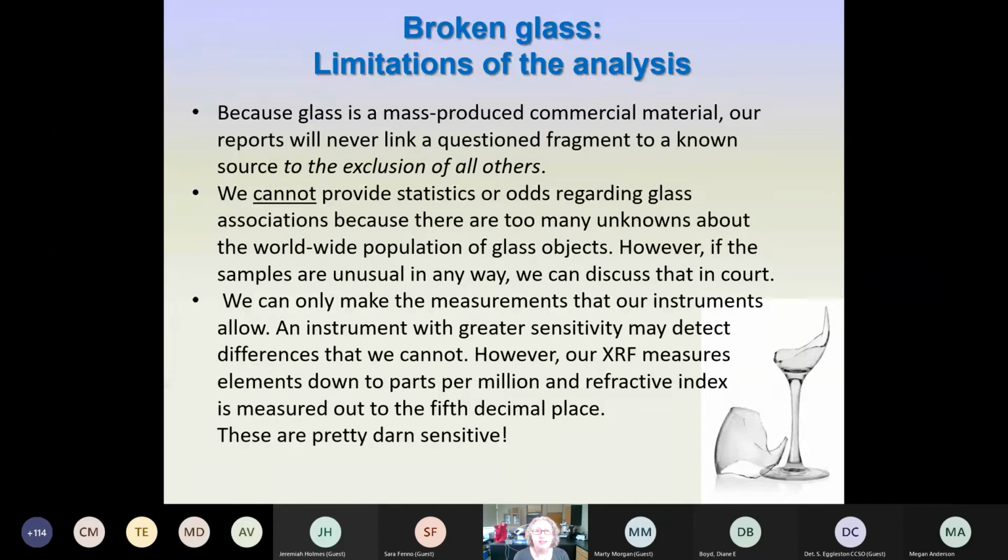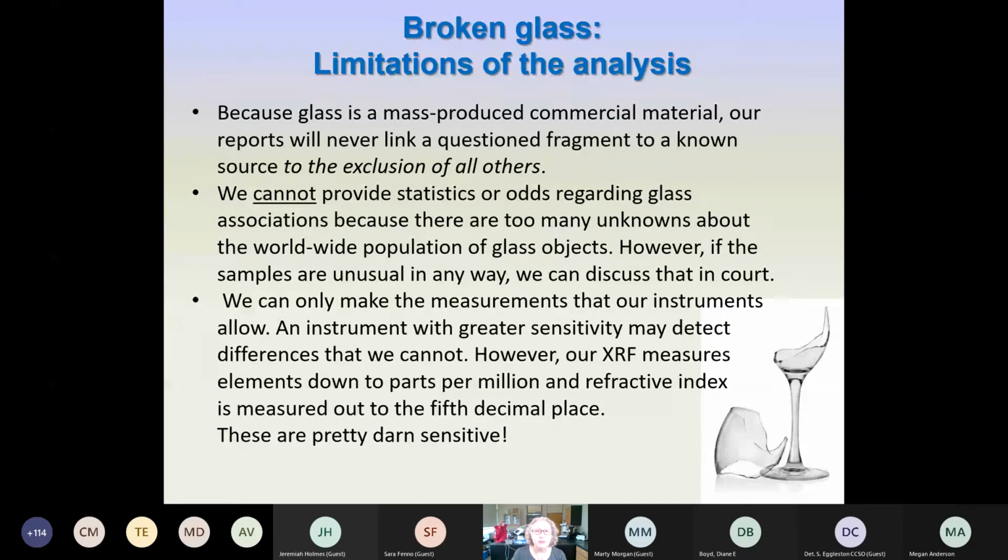The limitations of glass analysis are very simple. As we've said before, because glass is mass-produced, we can never make a link that is one-to-one between a question and a known source to the exclusion of all others. We cannot provide statistics or odds. You won't see probabilities on our reports. And that's because there are just too many unknowns about the worldwide population of glass objects, and it's constantly changing.